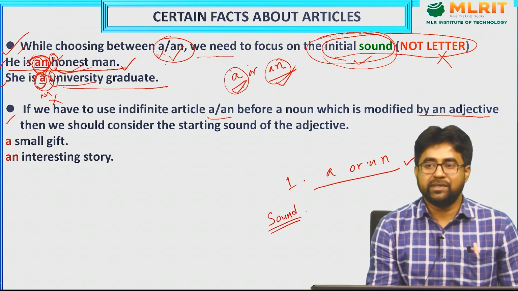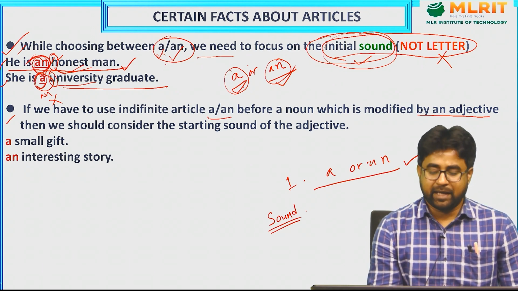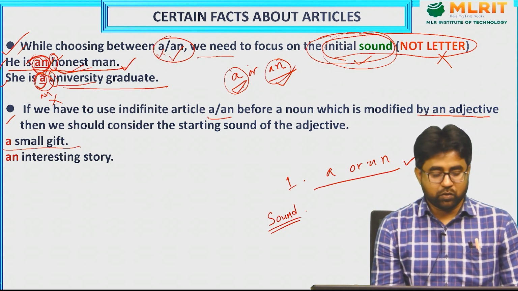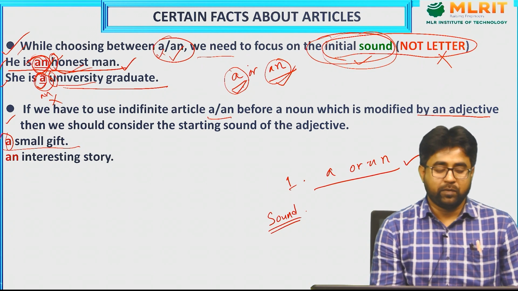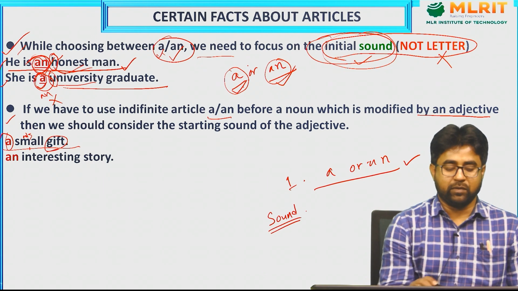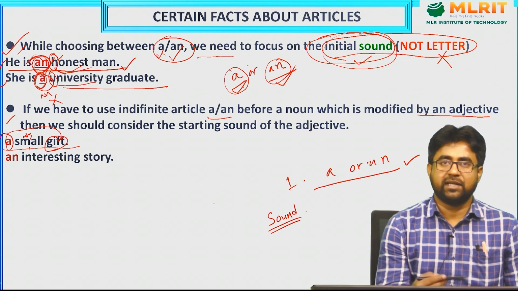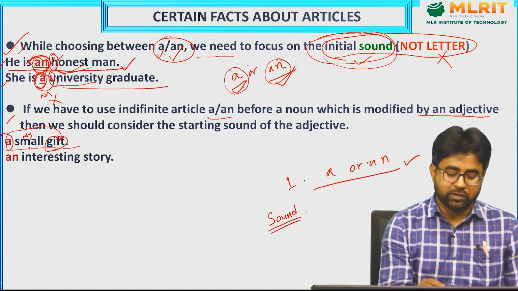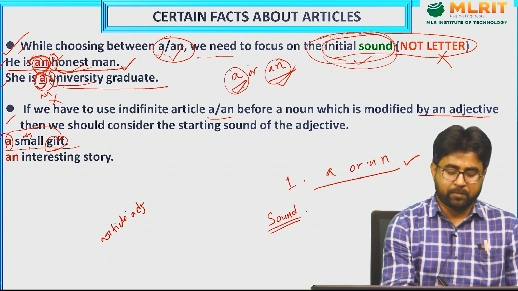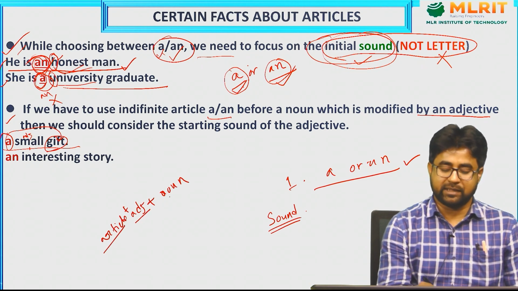Now sometimes in a sentence, you will observe that a noun can also be modified by an adjective. See this example here: "a small gift", right? So normally this is an article, this "small" is an adjective, and this one is the noun. So this article is related to this particular noun, gift. But in the normal sentence order, first the article comes, plus adjective, and then comes the noun. These three: article, then adjective, then noun.